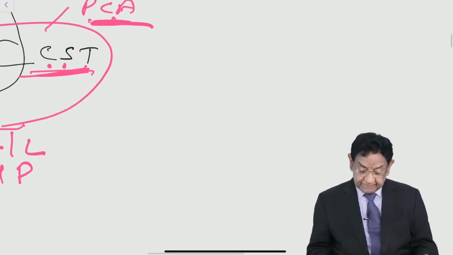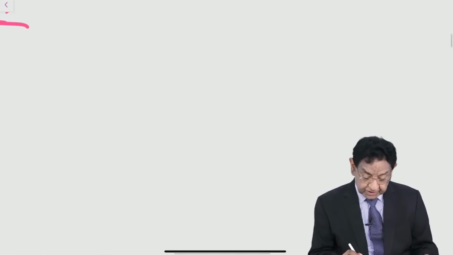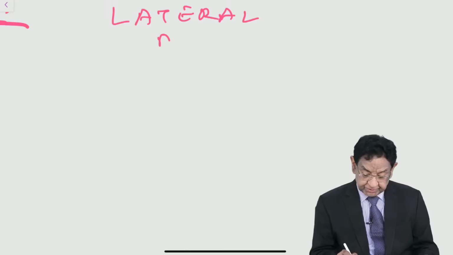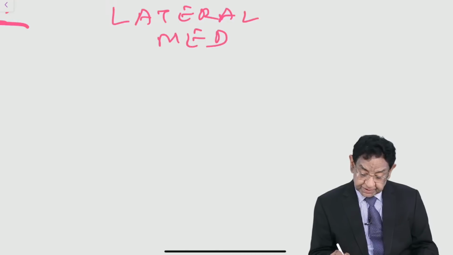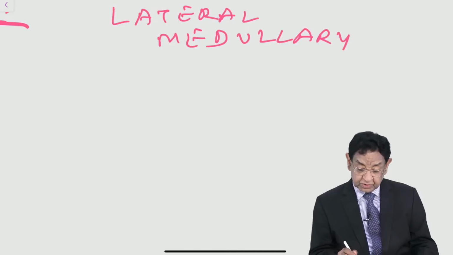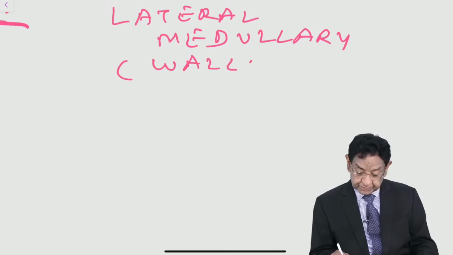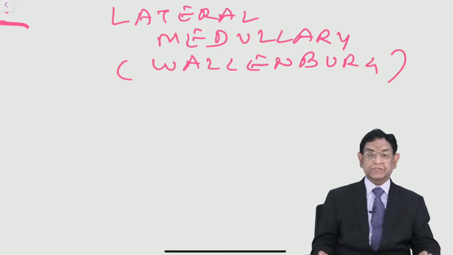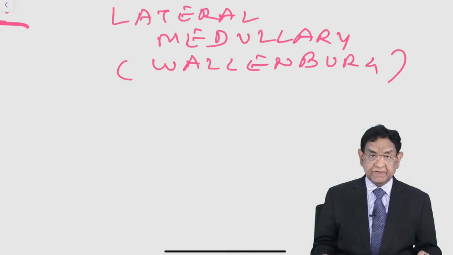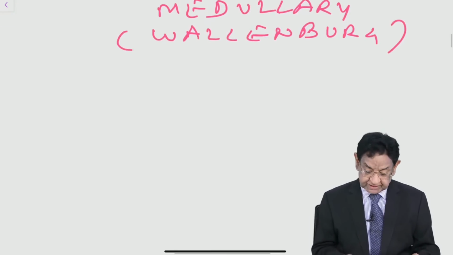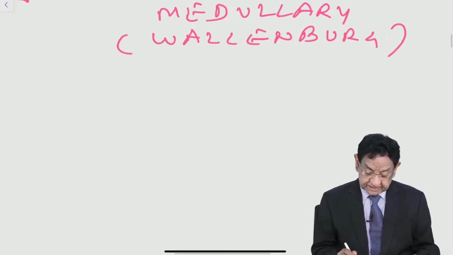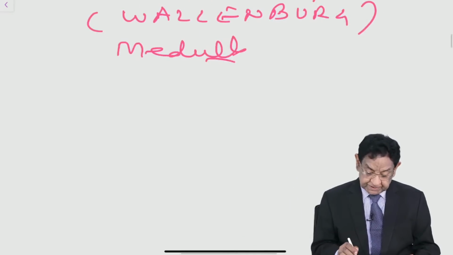Okay. Now let me talk to you regarding a very, very important question, lateral medullary syndrome, so-called Wallenberg syndrome. It is a universal question in NEET, INI CET, USMLE, MRCP, PLAB, everywhere this question comes. So let me discuss. Now this will be the cut section of the medulla oblongata. The picture is like this.